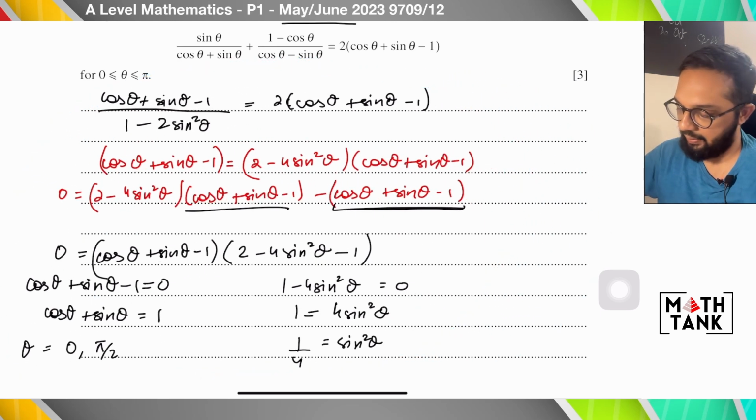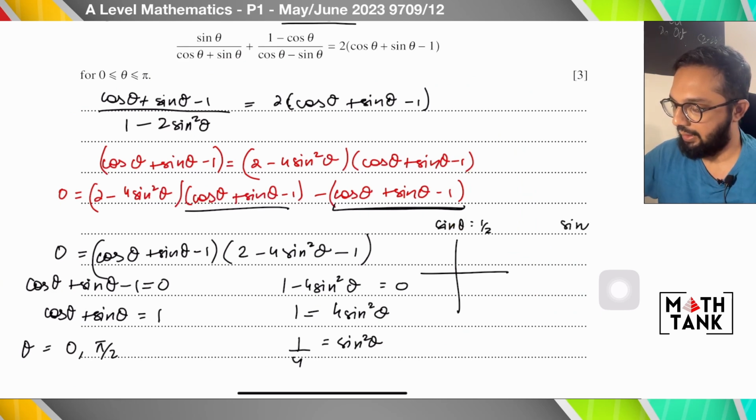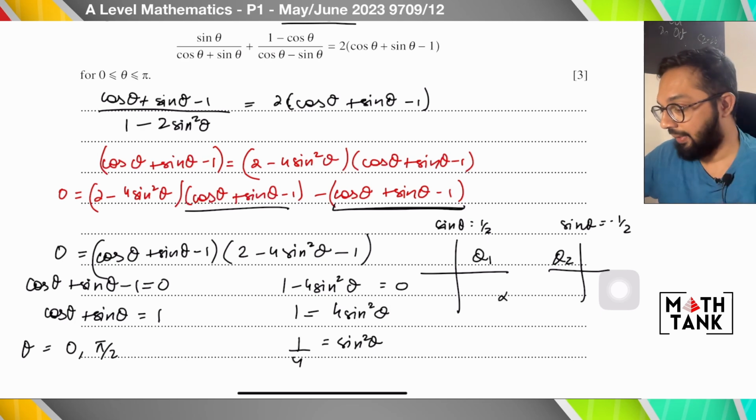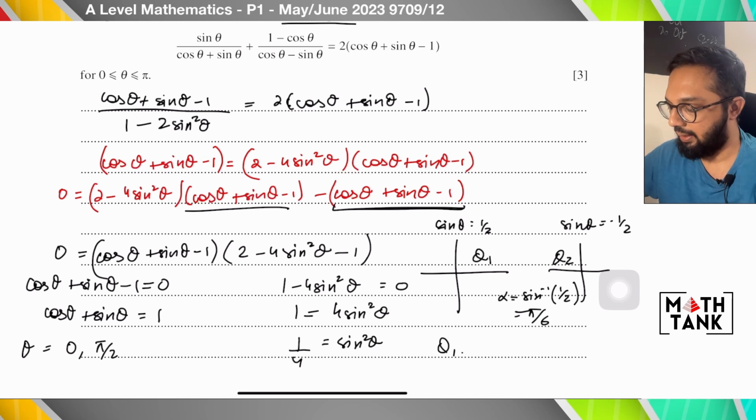Relatively less space for a question that big. So I'm going to get sine theta equals a half and sine theta equals minus a half. I take quadrant 1 and just quadrant 2 because the limits are 0 to 180. So alpha is sine inverse of half, which is pi over 6. So quadrant 1 is just pi over 6, and quadrant 2 is pi minus pi over 6, which is 5 pi over 6.